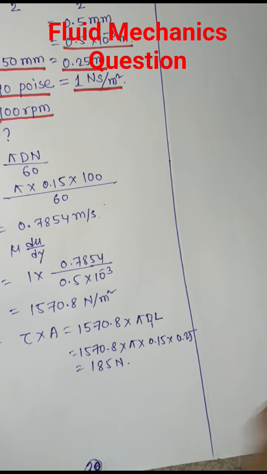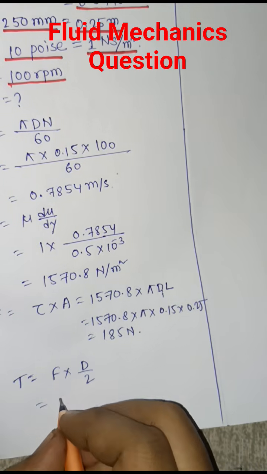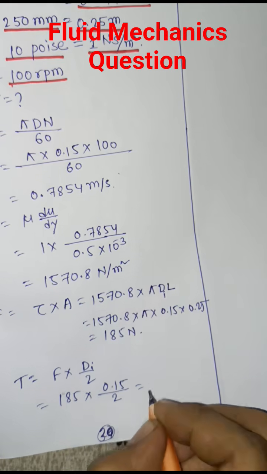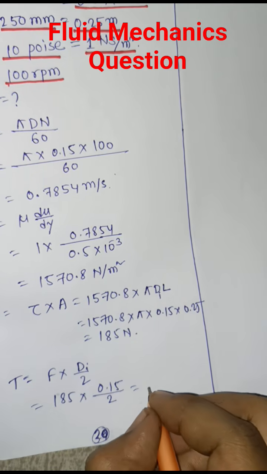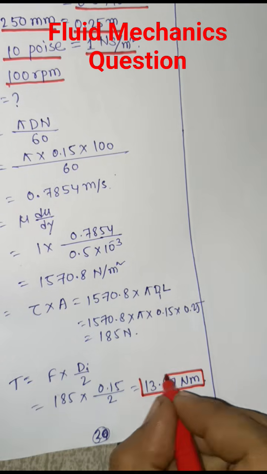Now if you want to calculate the torque, the formula is F into D by 2. What is the value of F? That is 185, and D is the inner diameter, 0.15, by 2. So from here you get the value of torque, that is 13.87 Newton meter. So our answer will be 13.87 Newton meter.